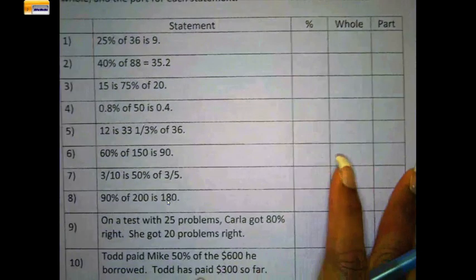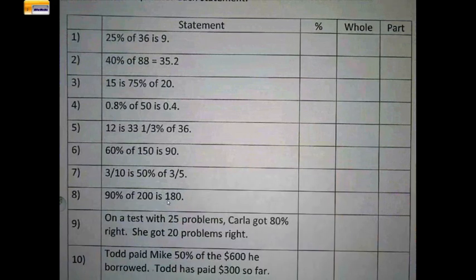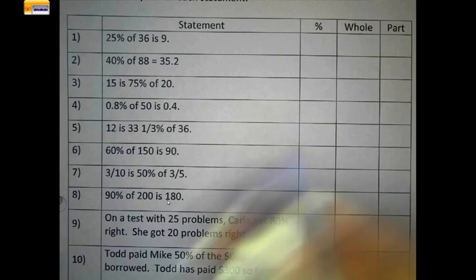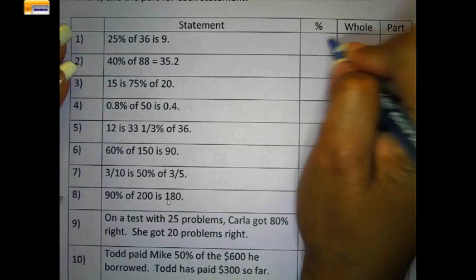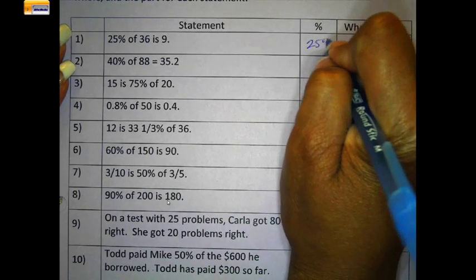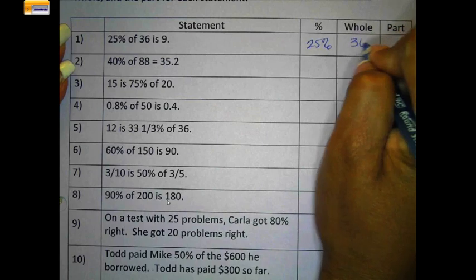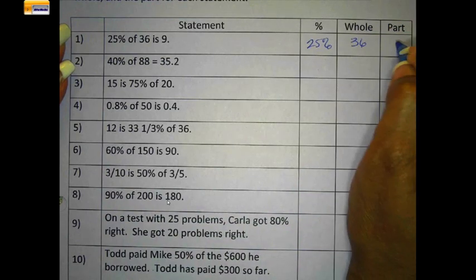Looks like your first exercise is on page 3. This is pretty easy to do. You're going to be a little detective. You're going to tell me what the percent is, what the whole is, and what the part is for each of the statements. So let's just do a couple. You guys can finish the rest. Number 1, what's the percent? 25%. What's the whole? 36. What's the part? 9.